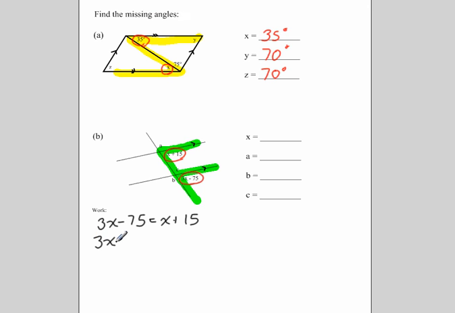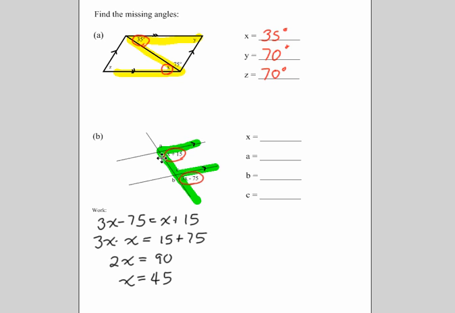So I'm going to have my x's together. I'm going to collect like terms. I'm going to put my constants together. I'm going to simplify each side. I'm going to solve for x. Now, once I solve for x, that does not mean that the missing angle was 45 degrees. What I then have to do is substitute.